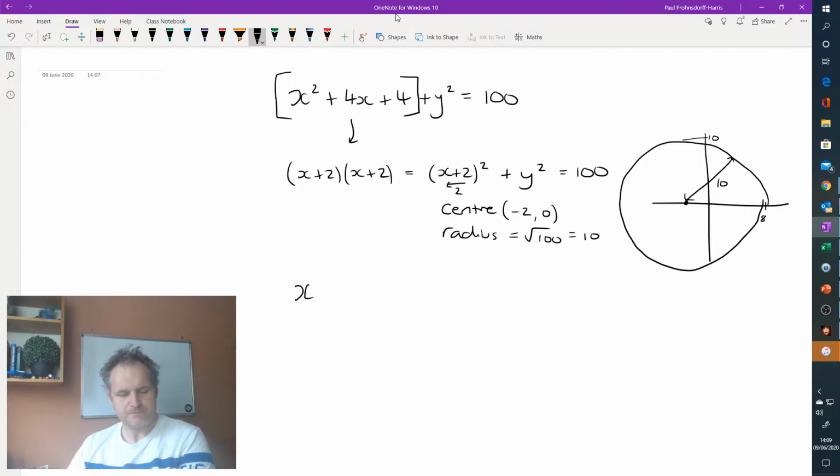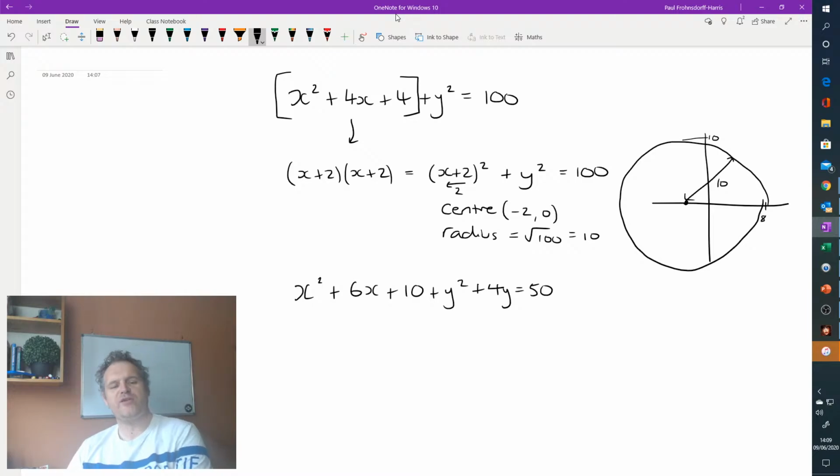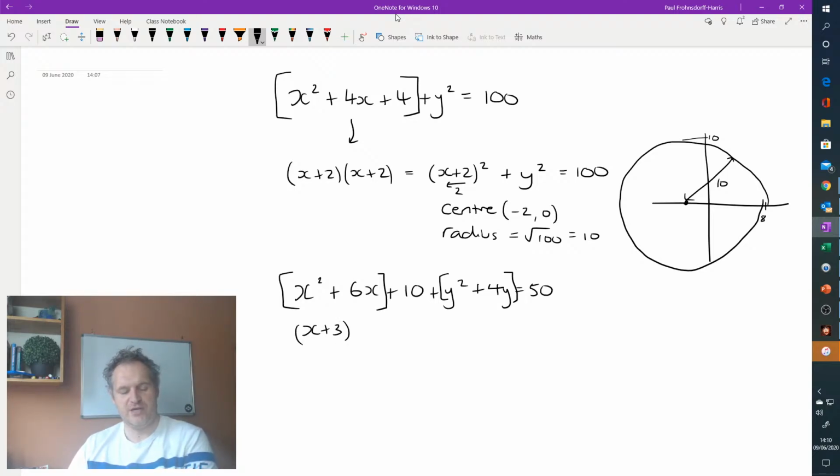For example, x squared plus 6x plus 10 plus y squared plus 4y equals 50. When doing this one, what I would do is I'd use that bit and I'd use this bit to complete the square in each case. This makes x plus 3 all squared. If you're not clear on completing the square, go and watch my video on completing the square, or go and watch a video on completing the square. Then the leftover is minus 9. Then we have plus 10, because that hasn't been done.